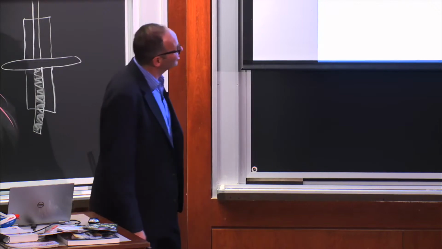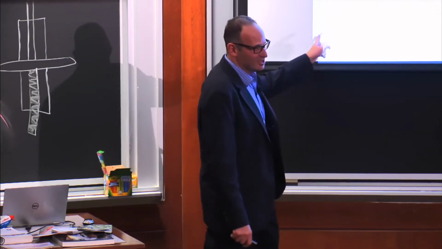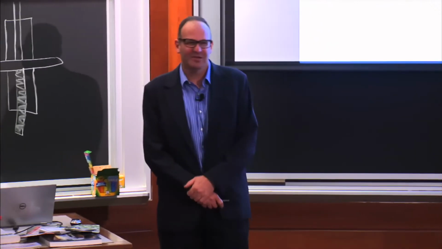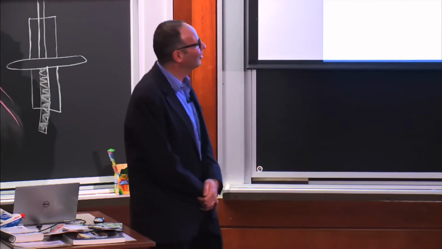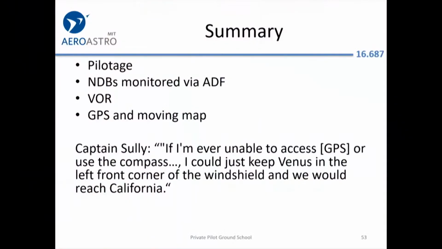All right, so this is for Francis. This is a quote from Captain Sully's book, The Single Pilot Airbus Hero, according to most of you. So he's got a failed GPS and a failed compass, Francis. He says he could just keep Venus in the left front corner of the windshield and we would reach California. What else could Captain Sully have done as an alternative to using Venus?